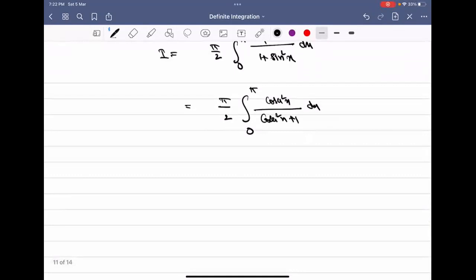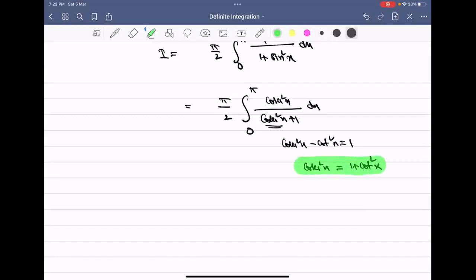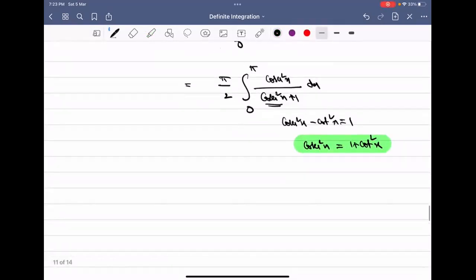Now cosecant square x minus cot square x is equal to 1. Therefore, cosecant square x is equal to 1 plus cot square x. So if you replace in the denominator, in place of cosecant square x, 1 plus cot square x, then what you get is pi by 2 times integration of 0 to pi cosecant square x dx over 1 plus cot square x. Therefore, cot square x plus 1, already 1 is there, plus 2.